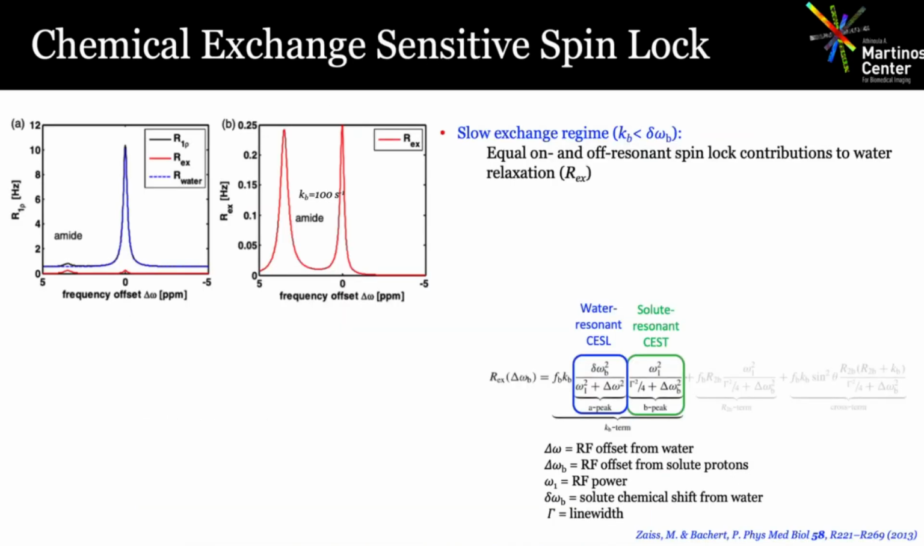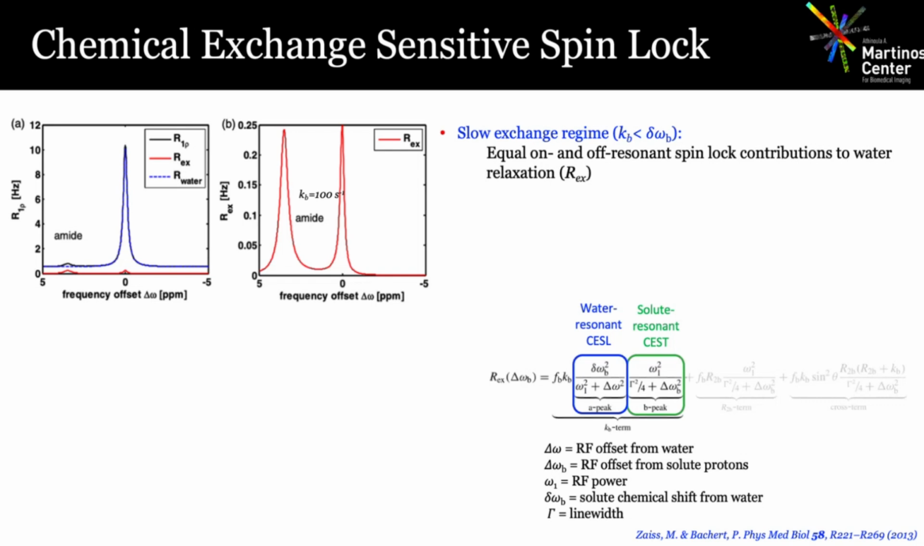So this is where we then start thinking, we saw in the literature some work from Moritz Zeiss's group, where they were looking at chemical exchange spin lock. And basically CEST can be thought of as a spin lock experiment. You're just spin locking off the water resonance, you're spin locking on your exchangeable proton. And if you look at the equations for the effect on the water, the chemical exchange induced effect on the water relaxation, there are kind of two terms.